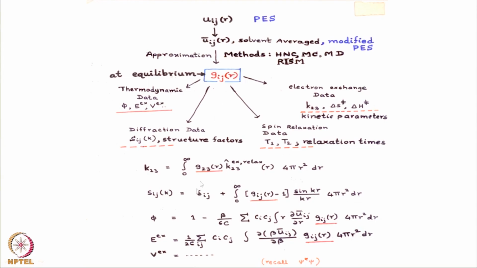So, if you know GFR, you can calculate the osmotic coefficient, the excess energy, the excess volume, and in certain cases using GFR, you can also calculate rate constants. So, this GFR is a very crucial part in MD simulations. What you have done is start with a potential energy function, do the averaging and obtain this GFR, then all these properties can be calculated.